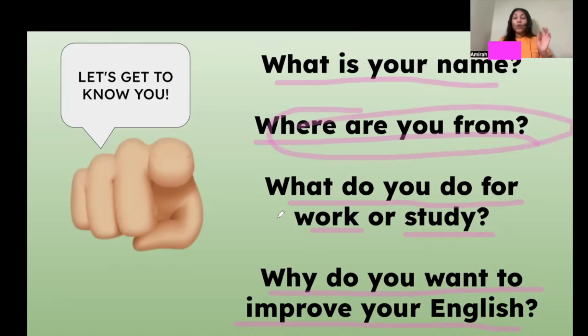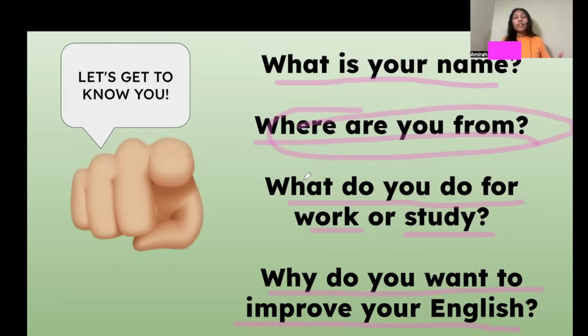Question number three, what do you do for work or study? So they can say, oh, I study engineering, I study music, or I work for an IT company. I work for a food company. I work in sales. Oh, that's great. Now I wouldn't ask them, why do you work for a food company? Why do you work for whatever, or why you're studying?